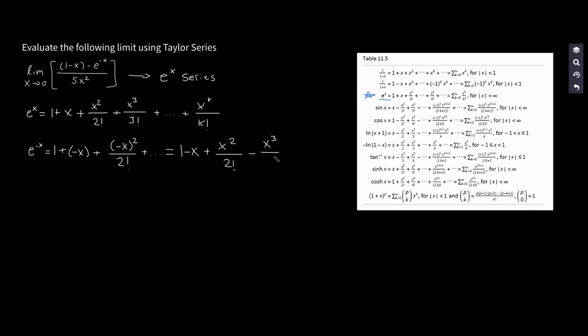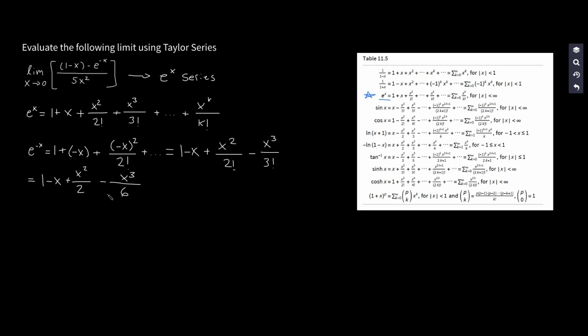And then let's see, this is going to be 3 factorial. That's going to be 1 minus x plus x squared over 2 factorial, which is 2, minus x cubed over 3 factorial, which is 6. And then this is going to stay negative x raised to the third power. So at this point, we're going to look at this and substitute this into the limit. We're going to plug this series into the numerator of our limit.